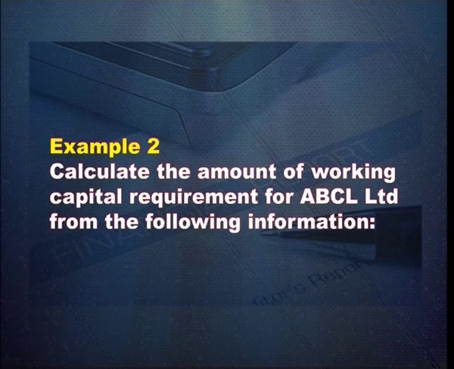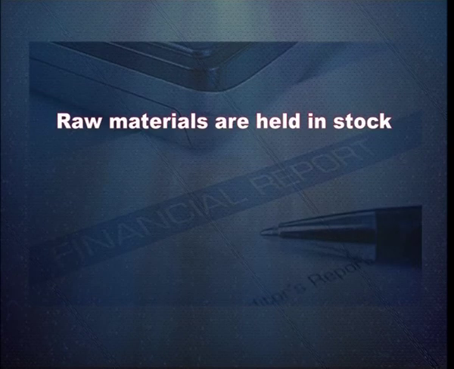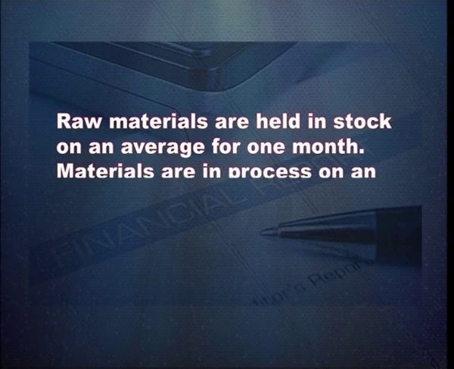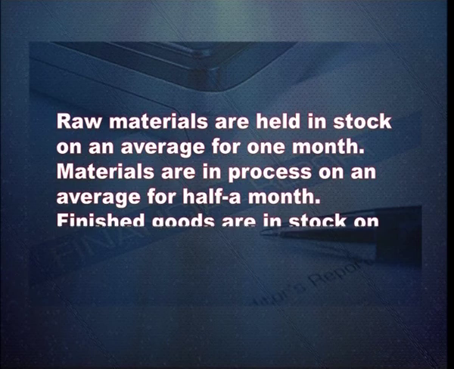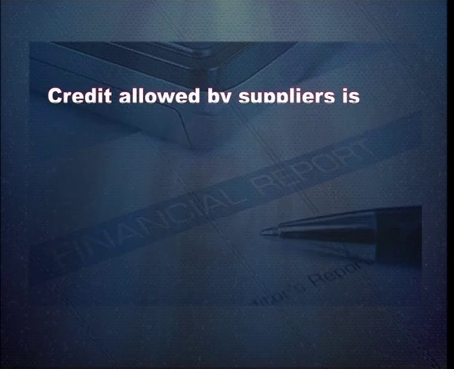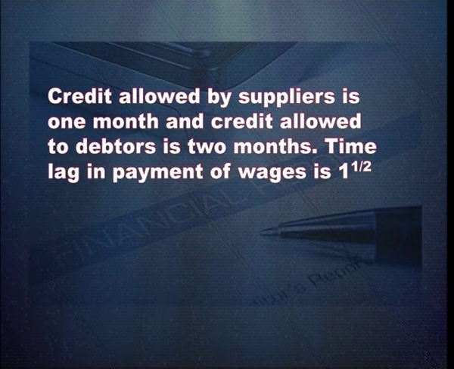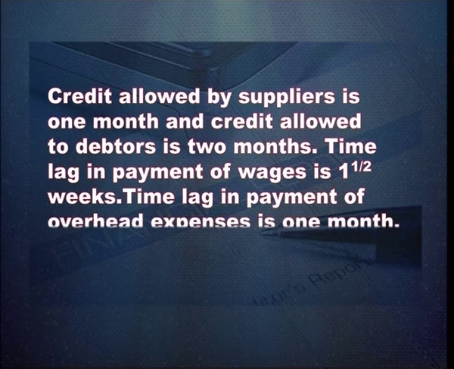Calculate the amount of working capital requirement for ABCL Limited from the following information. Rupees per unit. Raw material 160. Direct labor 60. Overheads 120. Total cost 340. Profit 60. Selling price 400. Raw materials are held in stock on an average for 1 month. Materials are in process on an average for half a month. Finished goods are in stock on an average for 1 month. Credit allowed by suppliers is 1 month and credit allowed to debtors is 2 months.